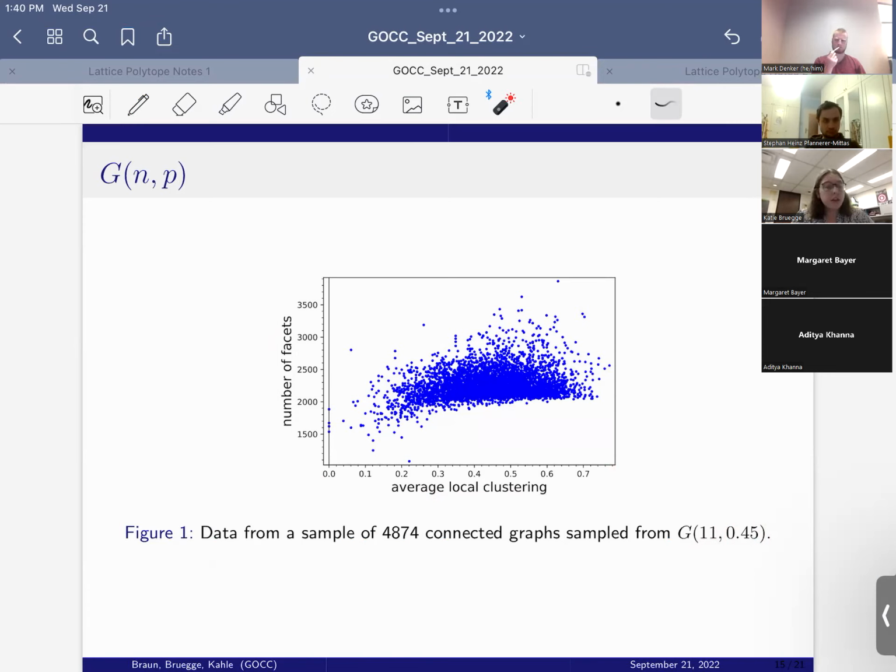Let's see. You are probably right that GNP should look like a binomial distribution, but I am not sure. Yeah, so there's a question in the chat.